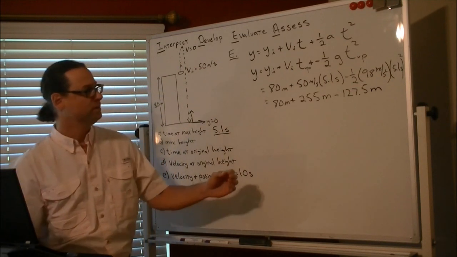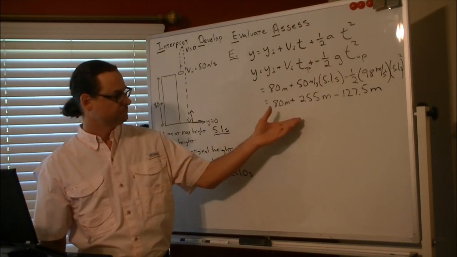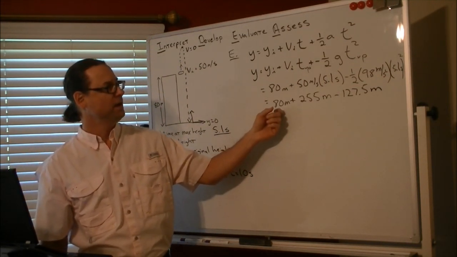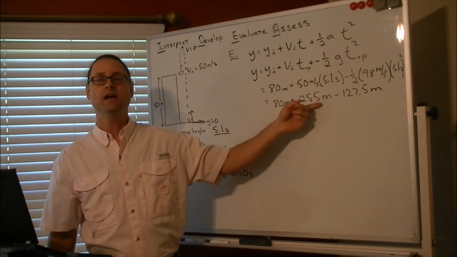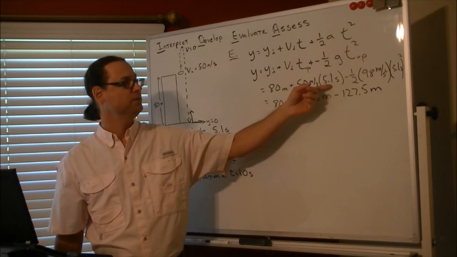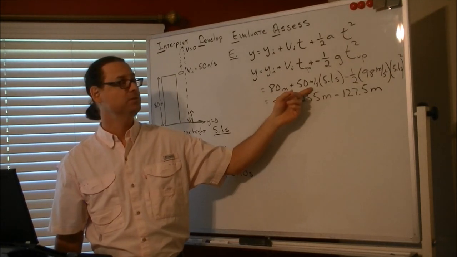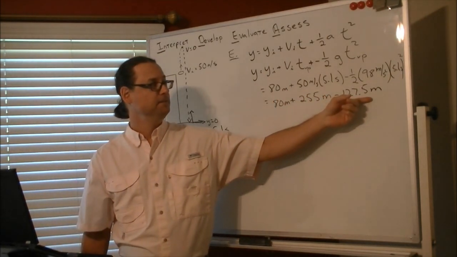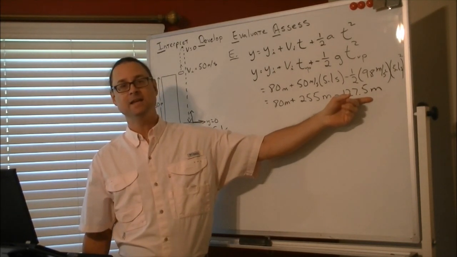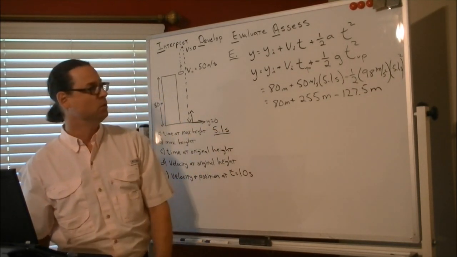So let's think about what this means physically. This is just the starting height. This is the additional height that would be gained in 5.1 seconds if there was no deceleration, if gravity wasn't acting. And this is the reduction in the height that's gained because you've got a negative acceleration going on.